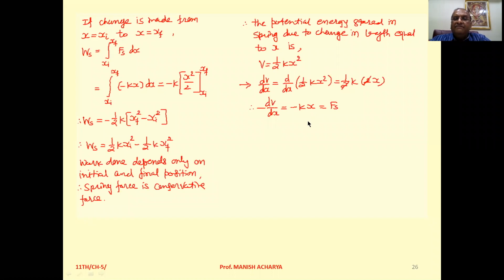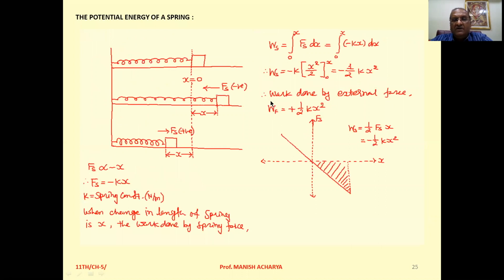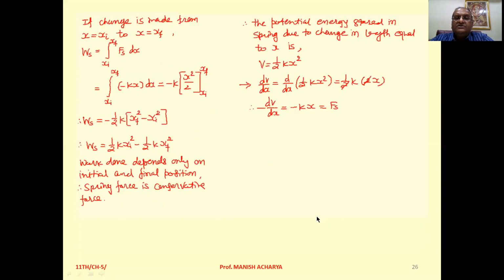Let's check. The potential energy stored in the spring is half kx square. See, the work done by the external force is stored in it in the form of potential energy. So potential energy is half kx square. Now differentiate this potential energy, so that is dv by dx. So d by dx of v, that is half kx square. Half k is constant, differentiation of x square is 2x. So we will get k into x.